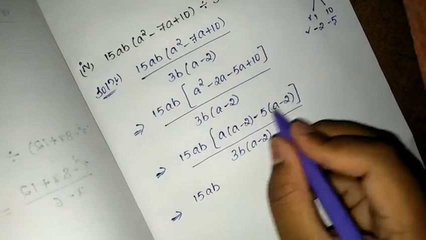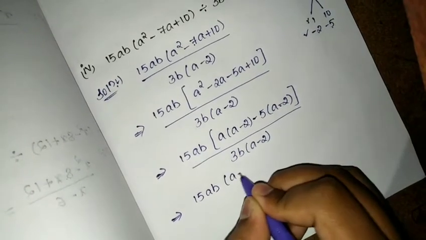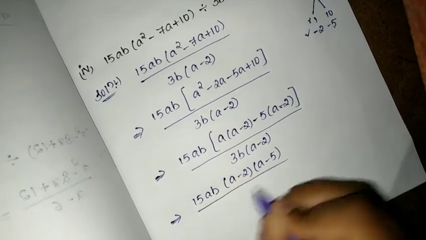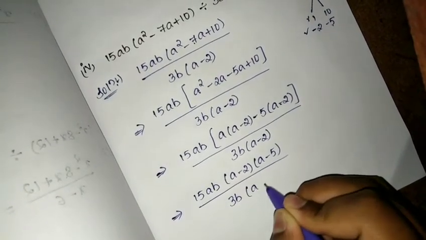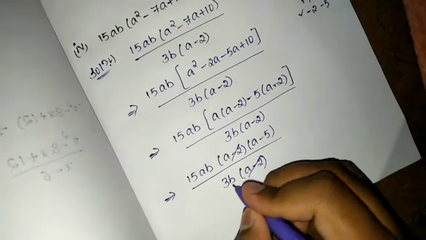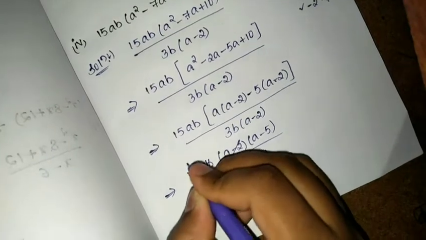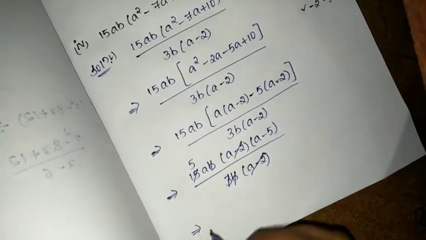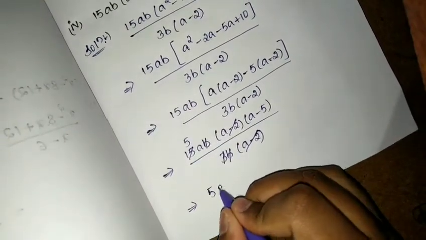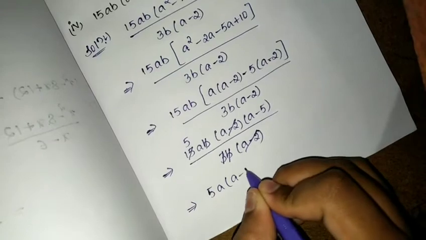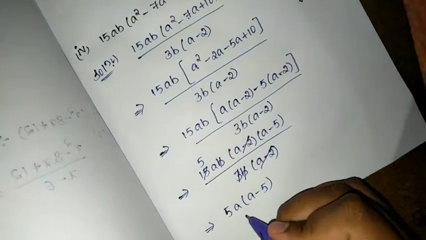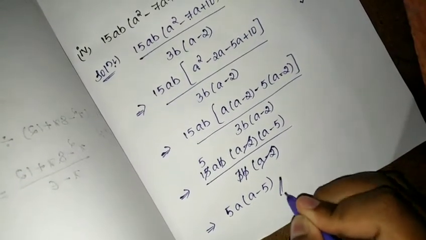15ab. From these two terms we can take a minus 2 common, then we get a minus 5 divided by 3b into a minus 2. In numerator and denominator we can cancel a minus 2. b, 3 1s are 3, 5s are 15. The remaining one is 5a into a minus 5. So the final solution for the fourth problem is 5a into a minus 5.